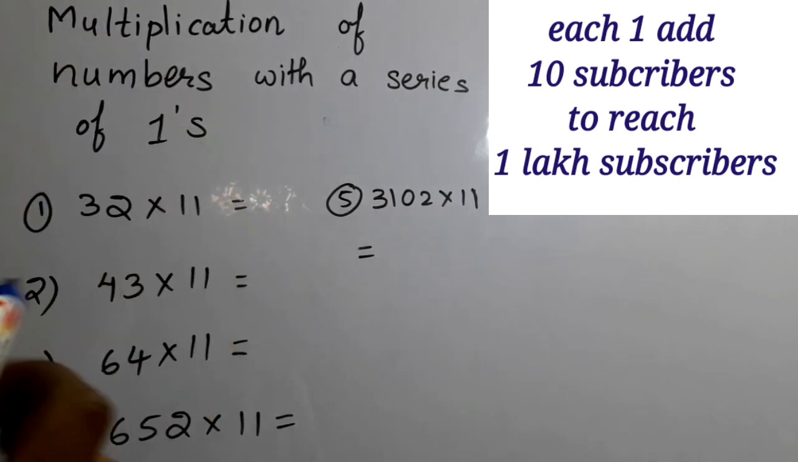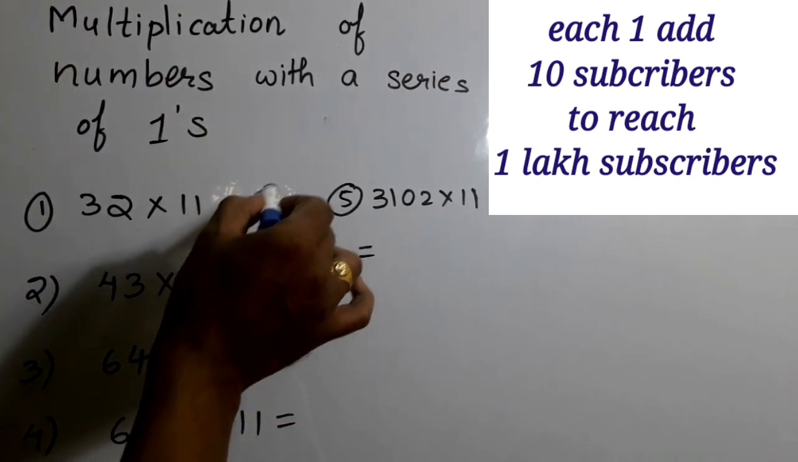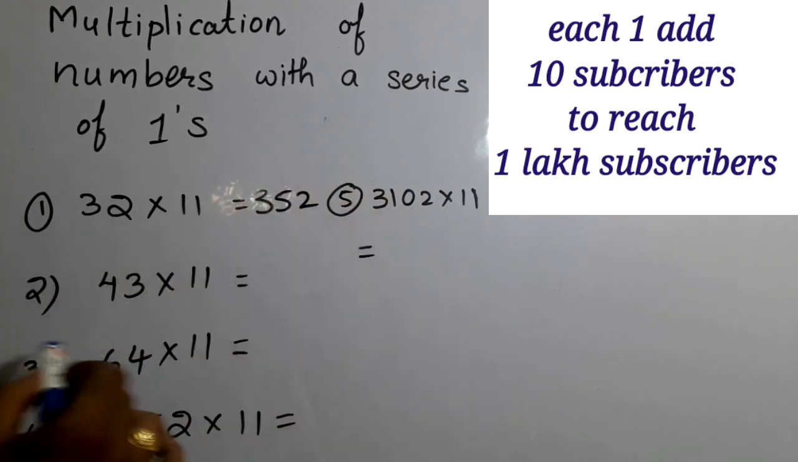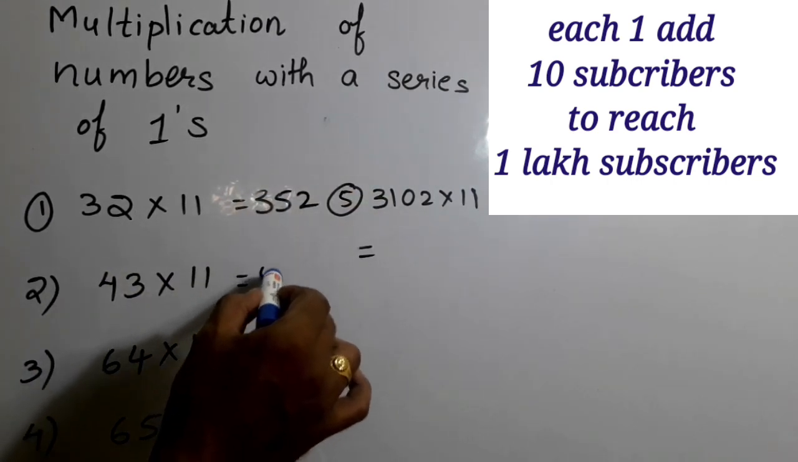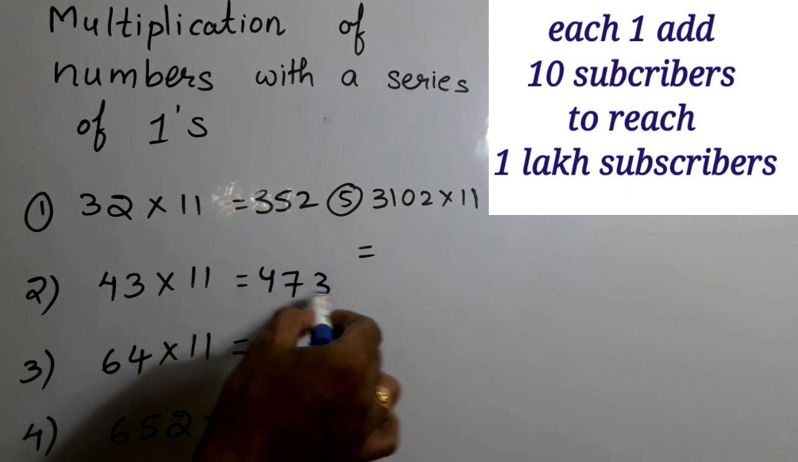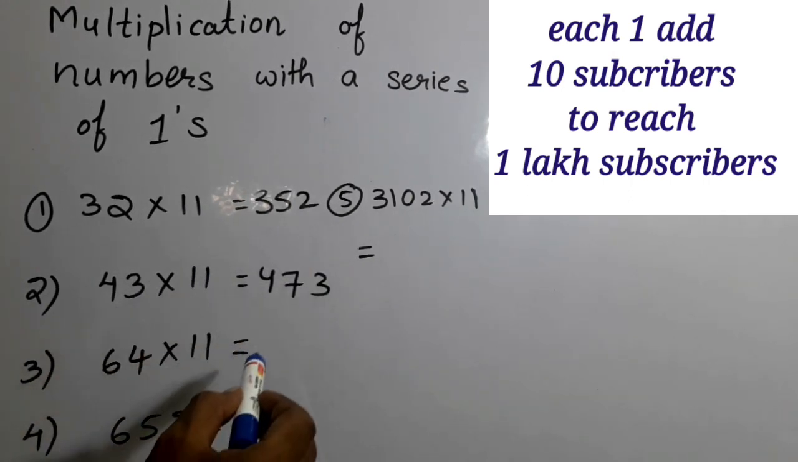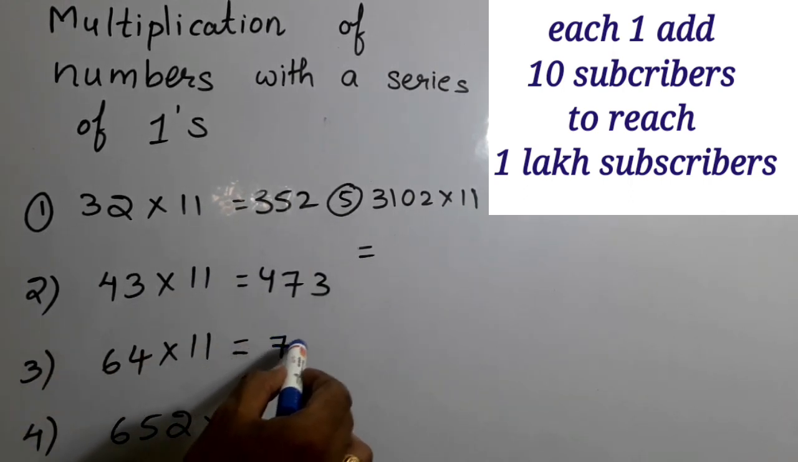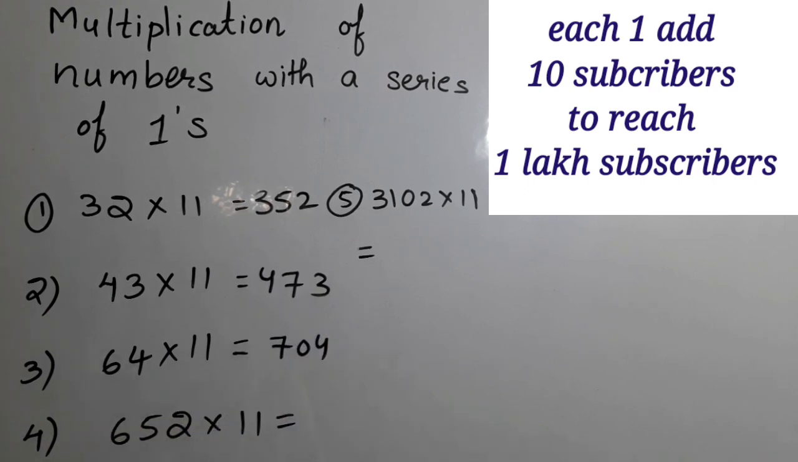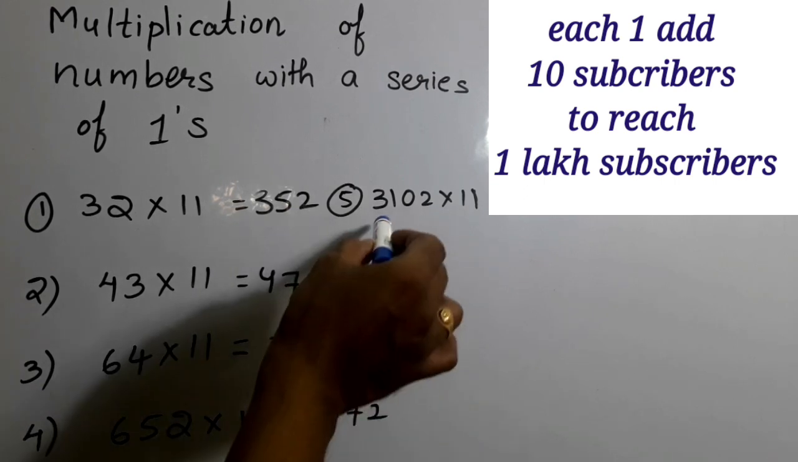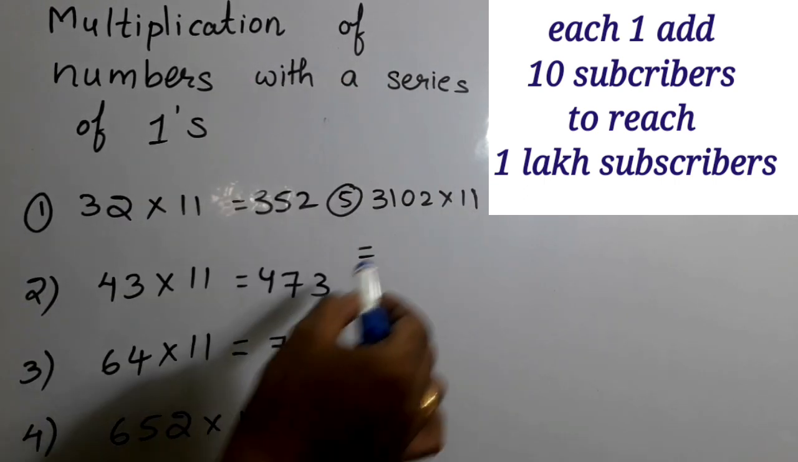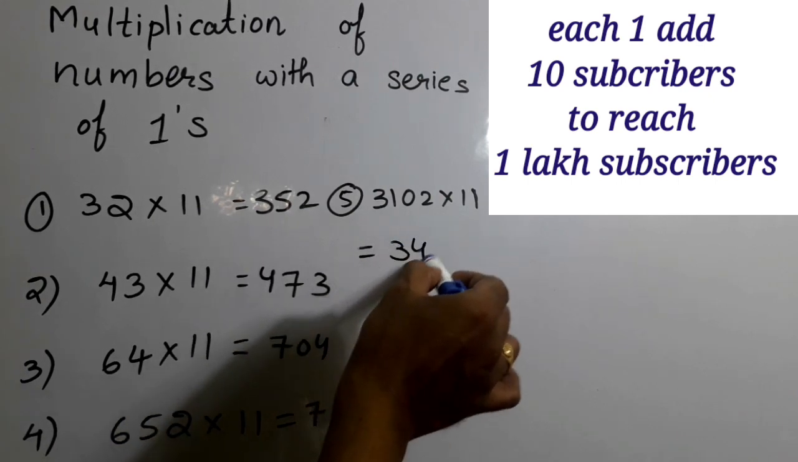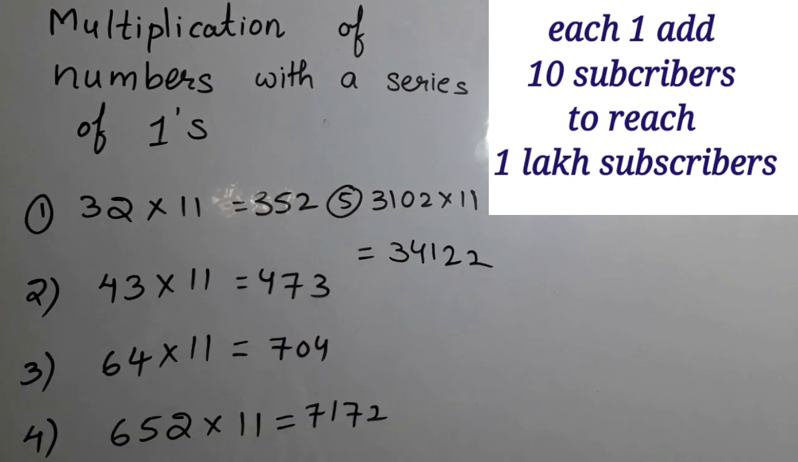So 32 into 11 is nothing but 352. 43 into 11 is nothing but 473. 64 into 11 is nothing but 704. 652 into 11 is nothing but 7172. 3102 into 11 is nothing but 34122. So these are the answers.